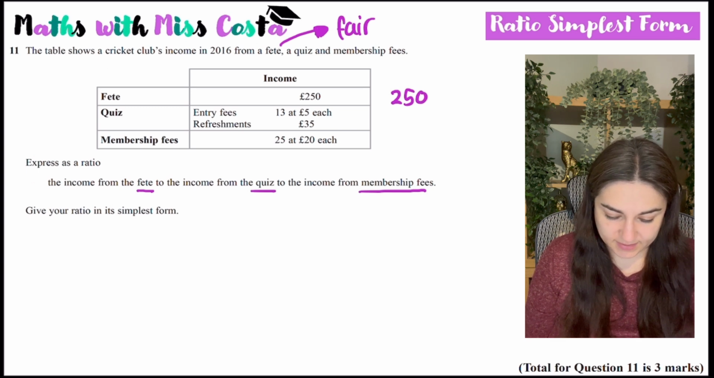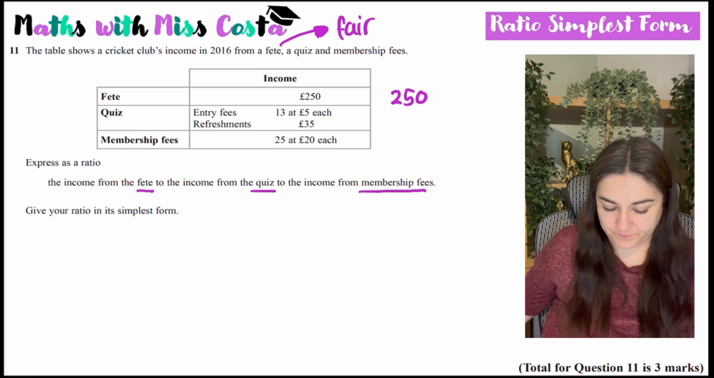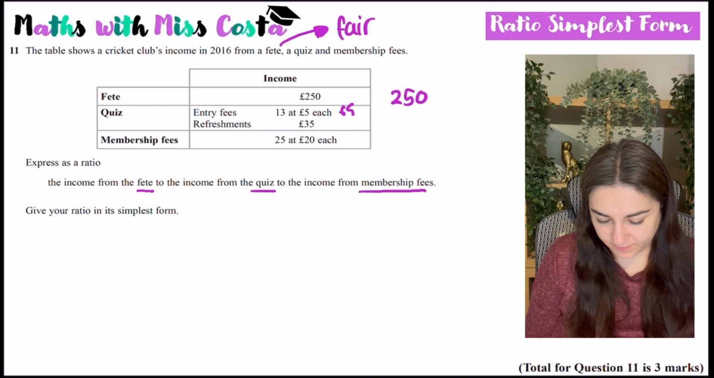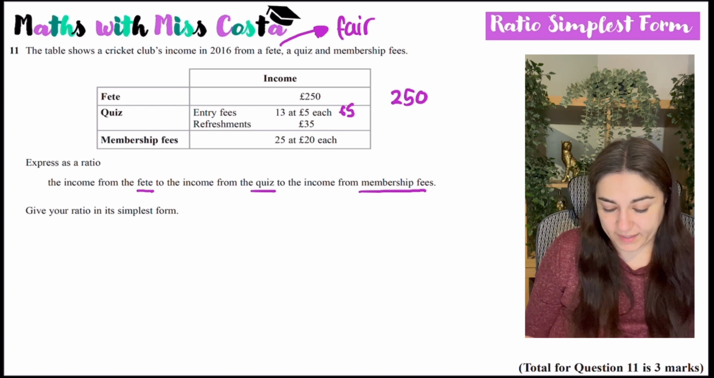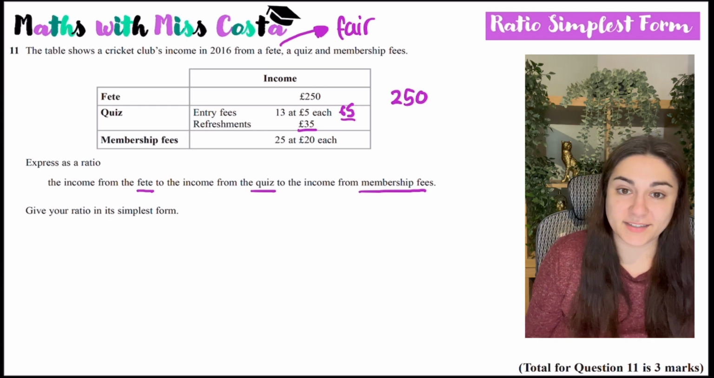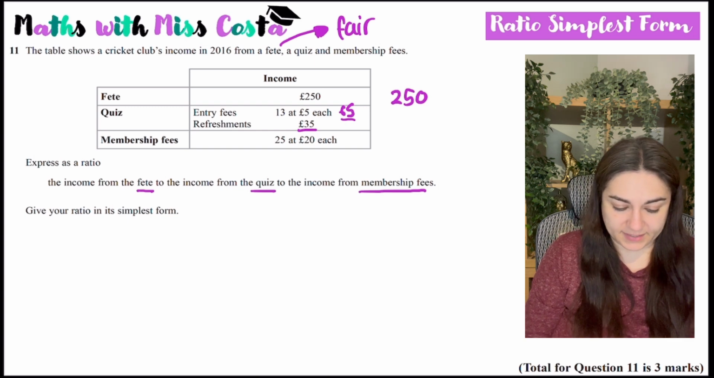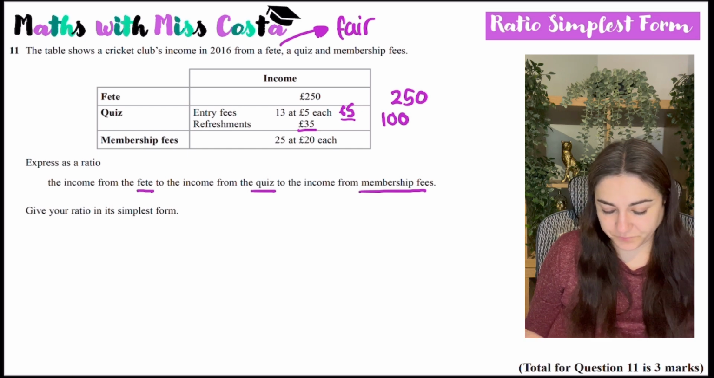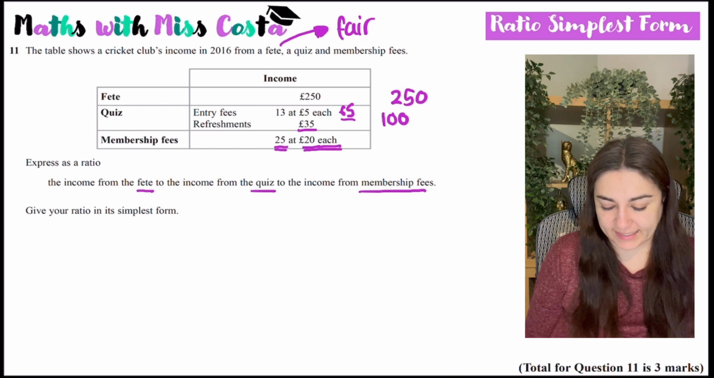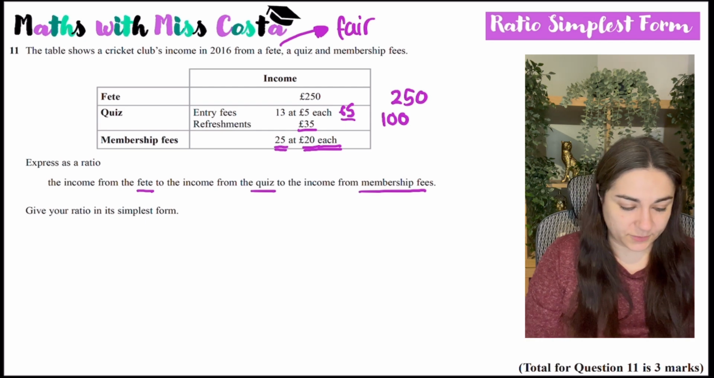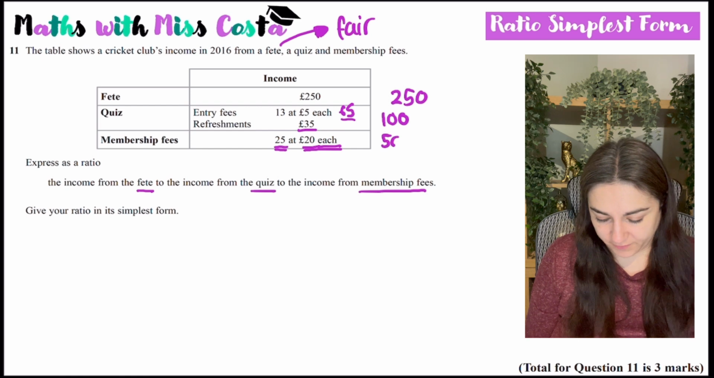The entry fees were 13 people came at £5 each. So I'm going to have to do 13 times 5, which is 65. So for the quiz, they made £65 from the entry fees plus £35 from the refreshments. So I'd do 65 plus 35, which is 100. So 100 in total from the quiz. And the membership fees, they had 25 members at £20 each. So whenever it says something each, that means per person, so you're going to multiply to work out the total. So 25 times 20 is 500.